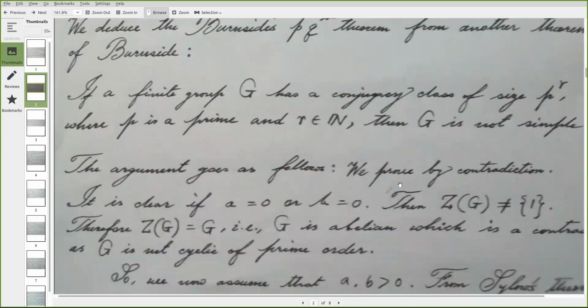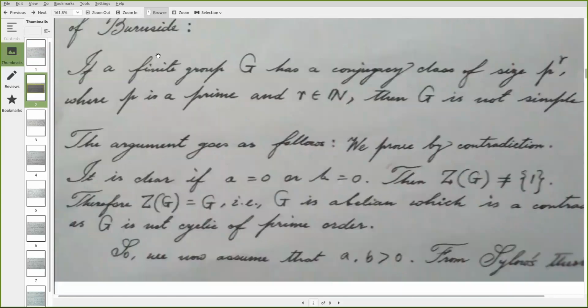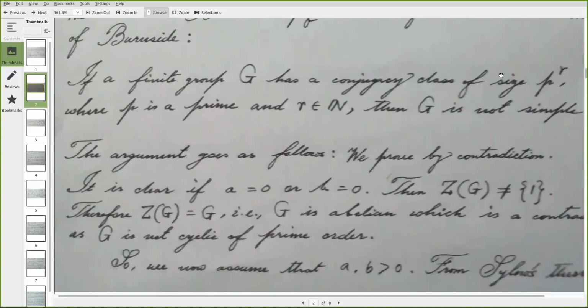So first, let's see how to derive Burnside's p to the power a, q to the power b theorem from this. Let me repeat. We now assume this, and from that we will see how we can prove Burnside's p to the power a times q to the power b theorem.